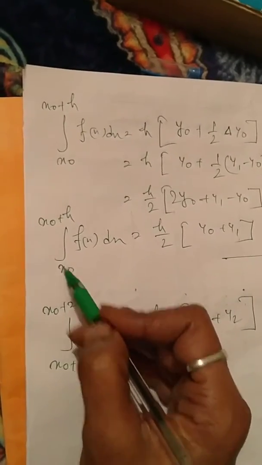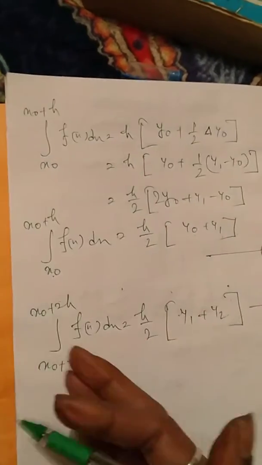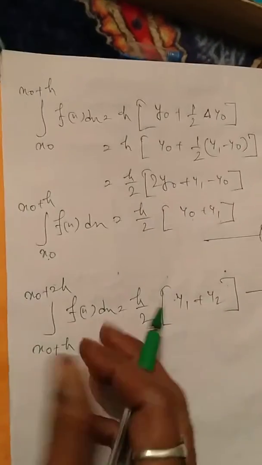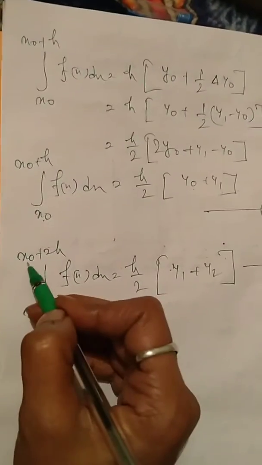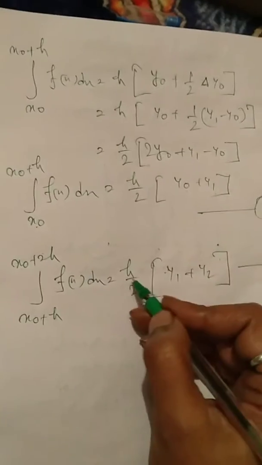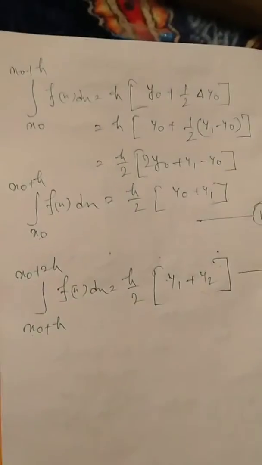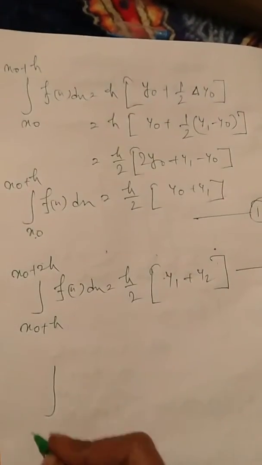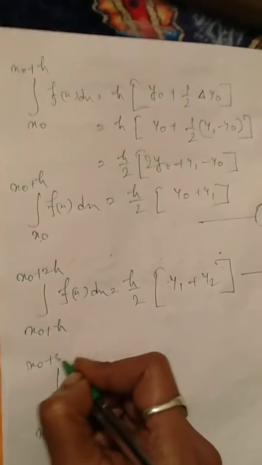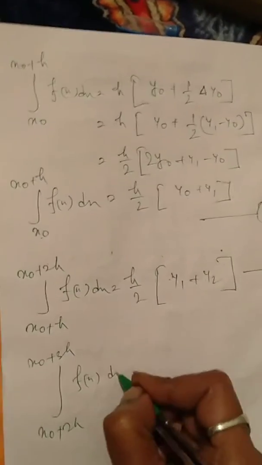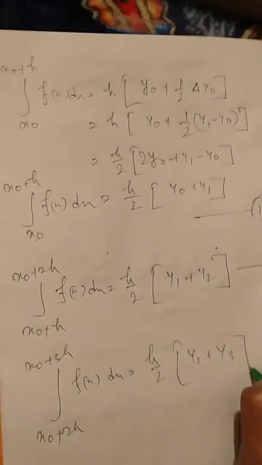With the lower limit x0 and upper limit x0 plus h, the integral of f(x) dx equals h by 2 into (y0 plus y1). Similarly in the next interval, lower limit x0 plus h and upper limit x0 plus 2h, this will be h by 2 into (y1 plus y2). For the next, lower limit x0 plus 2h and upper limit x0 plus 3h, this will be h by 2 into (y2 plus y3).